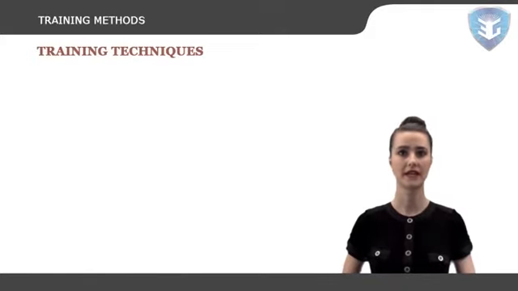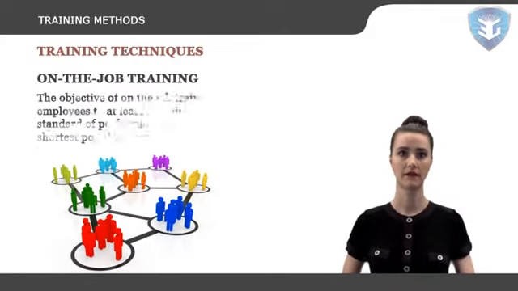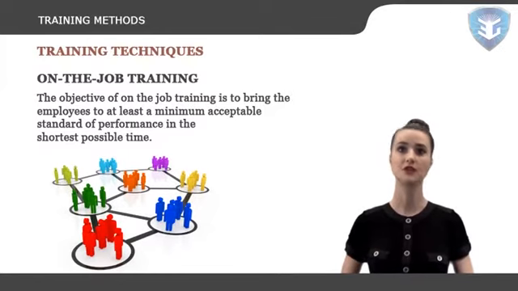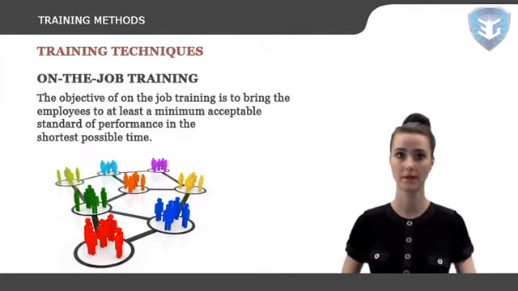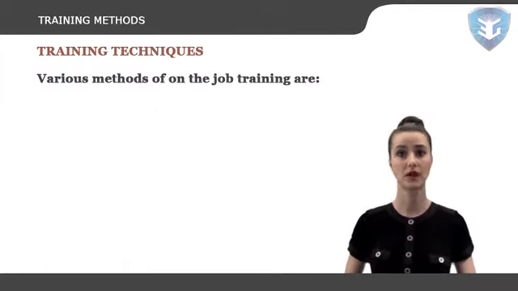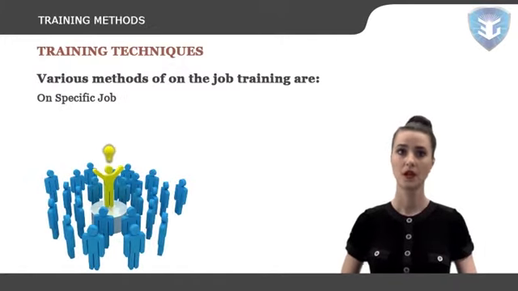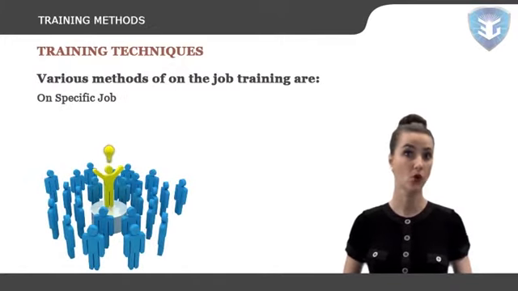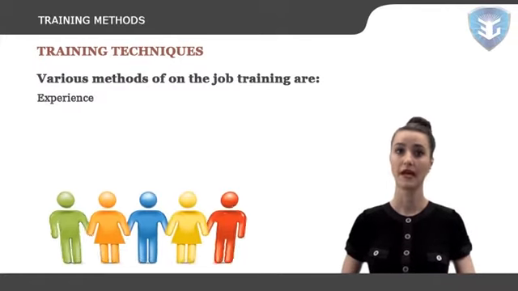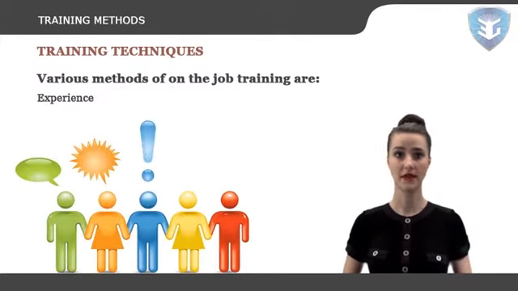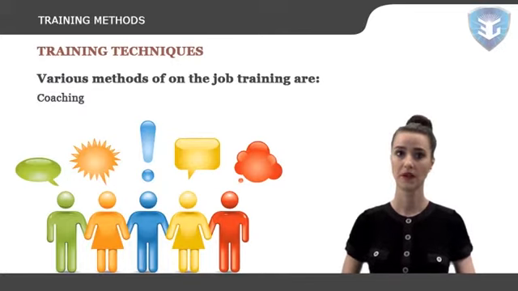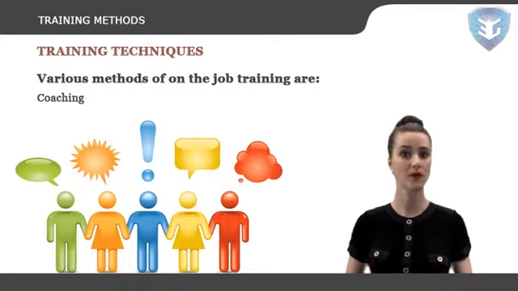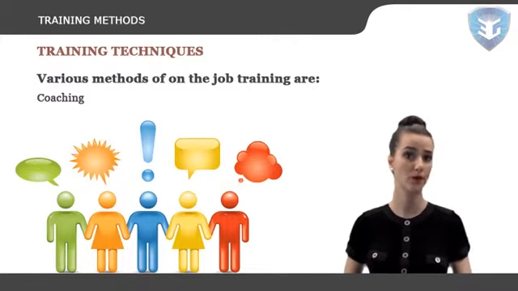Now let us talk about the training techniques. On-the-job training. The objective of on-the-job training is to bring the employees to at least a minimum acceptable standard of performance in the shortest possible time. Various methods of on-the-job training are: On a specific job. The most common or formal on-the-job training program is training for a specific job. Experience. This is the oldest method of on-the-job training, but as a sole approach, it is wasteful, time-consuming, and inefficient. Coaching. On-the-job coaching by a superior is an important and potentially effective approach if the superior is properly trained and oriented.